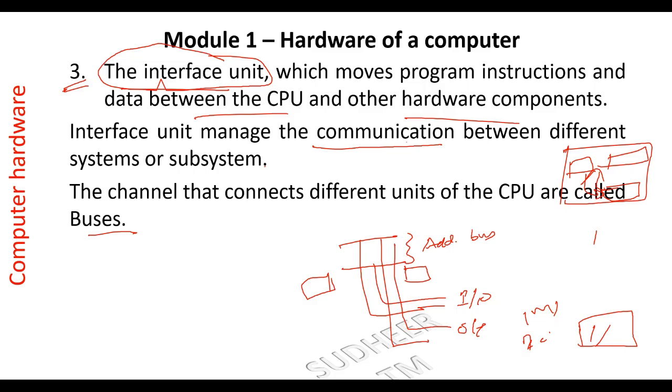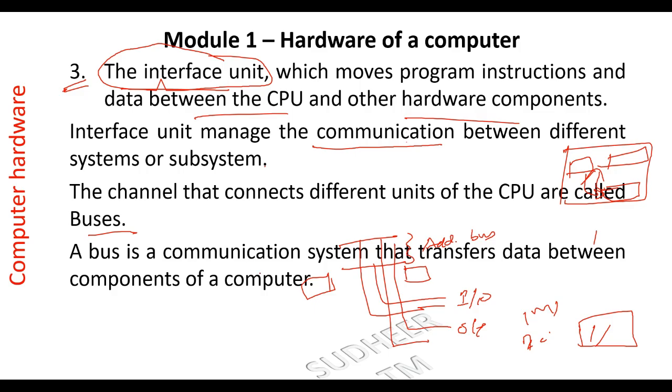It is going here and there. Wherever you want a connection between two units, it is physically connected. That's why there are that many layers and channels on your motherboard. Okay, so the channels that connect different units of the CPU are called buses. The bus is a communication system that transfers data between components of a computer.